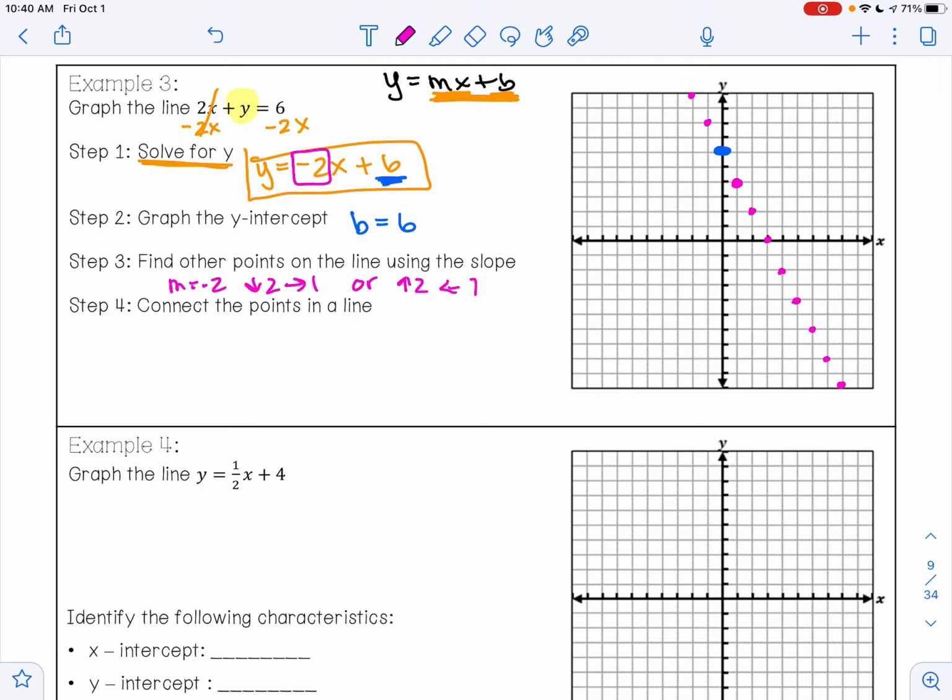Once you have all your points plotted, you are going to connect them in a line. And remember, you want to use a ruler or a straight edge. I'm going to draw my line a little bit better. There we go. And lines go on forever, so you must include your arrows.